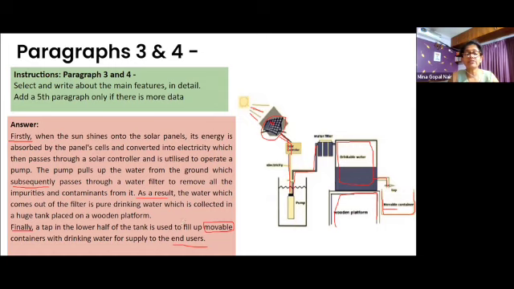Now over here, if you see this sentence, the pump pulls up the water from the ground, which subsequently passes through a water filter to remove all the impurities and contaminants from it. Okay, this is one complex sentence. There is another complex sentence over here. As a result, the water which comes out of the filter is pure drinking water, which is collected in a huge tank. This is also a complex sentence. So try and use complex sentences.